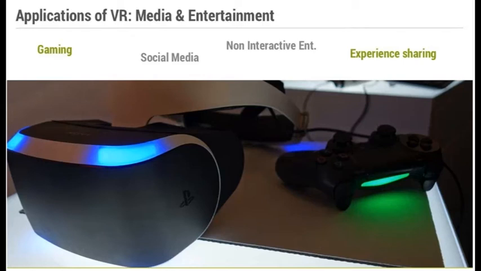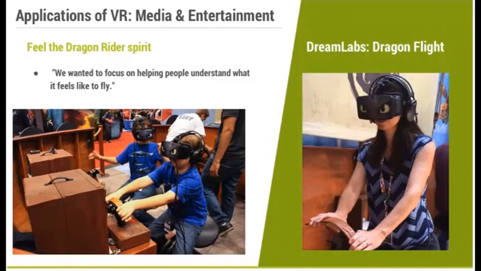So let's change here. Dragonflight. I don't know if any of you had the chance to test it. I was lucky enough to test it, and it's really, really amazing. This came from DreamWorks, and they have a team called Dream Labs, and they developed this. You can see the kids there.